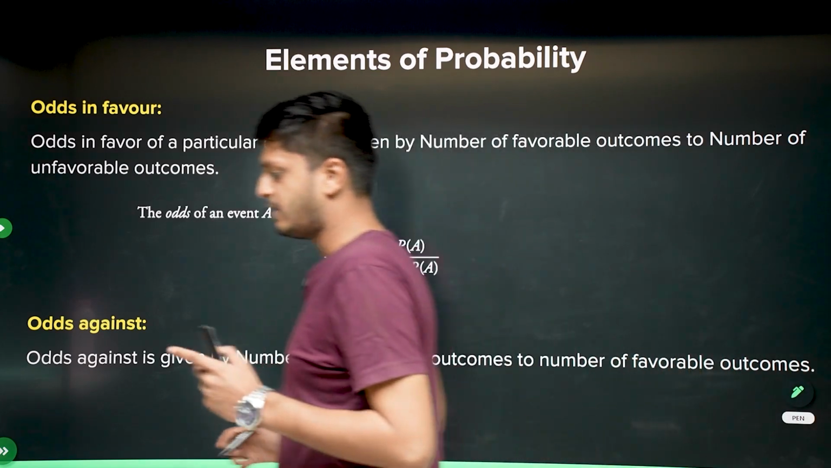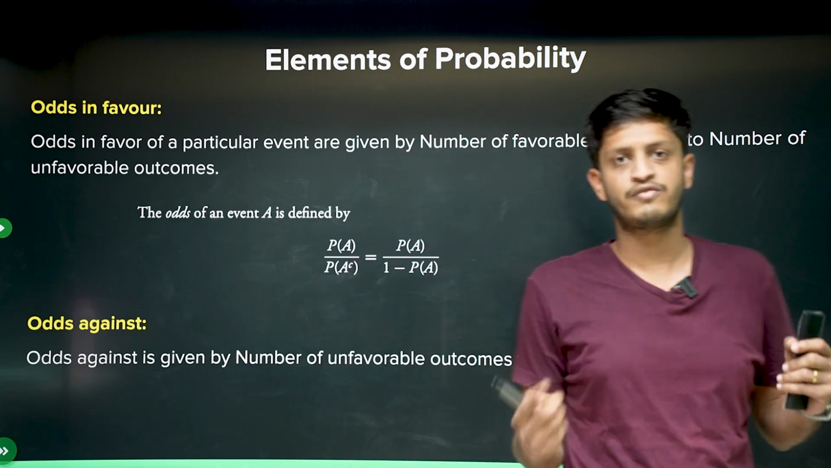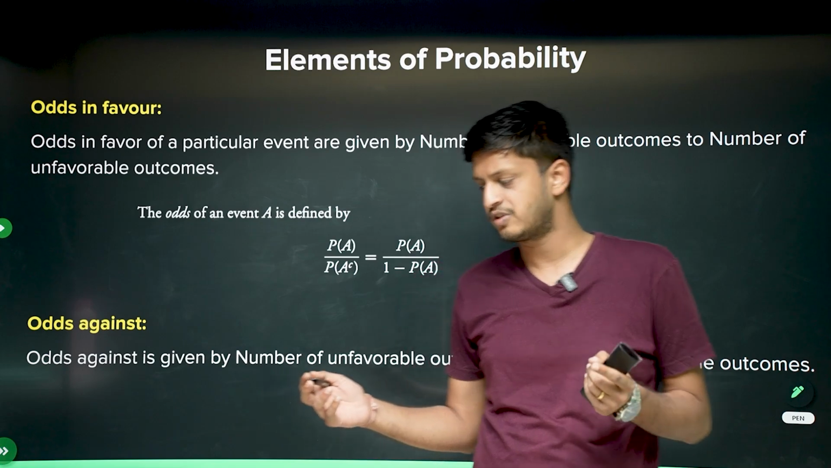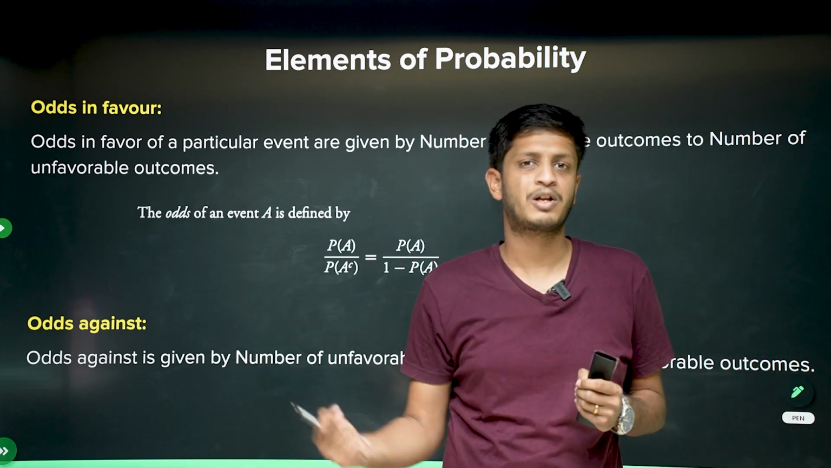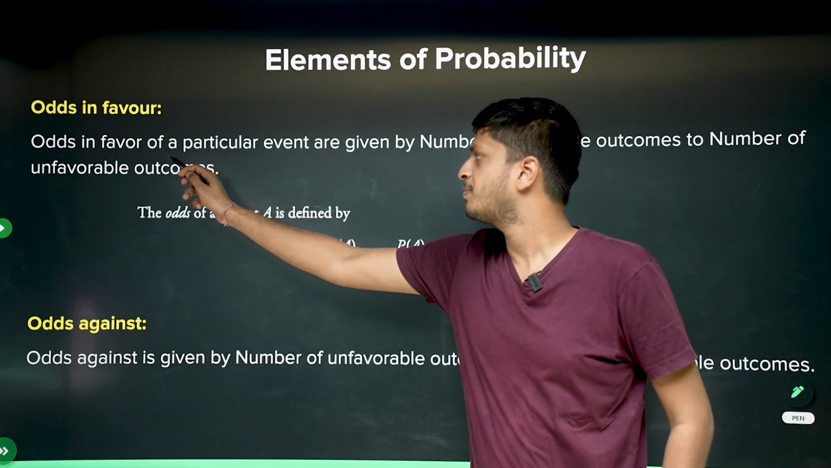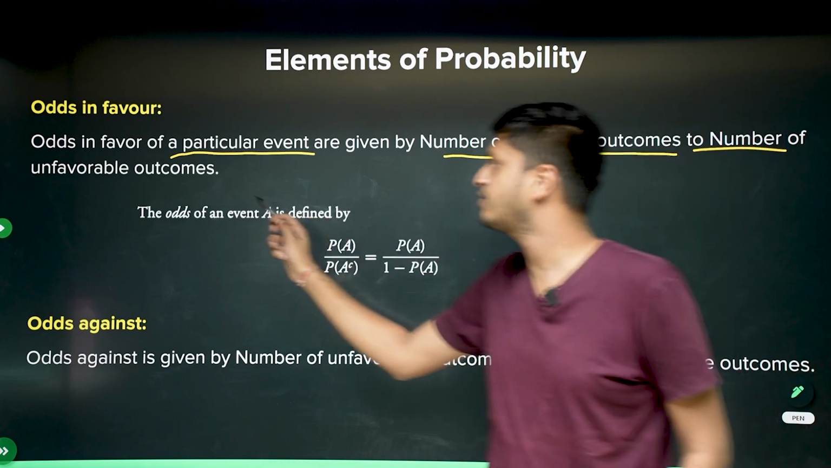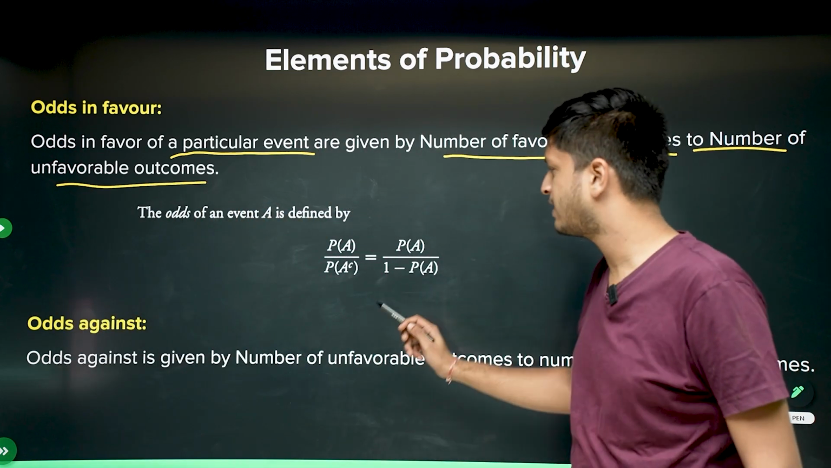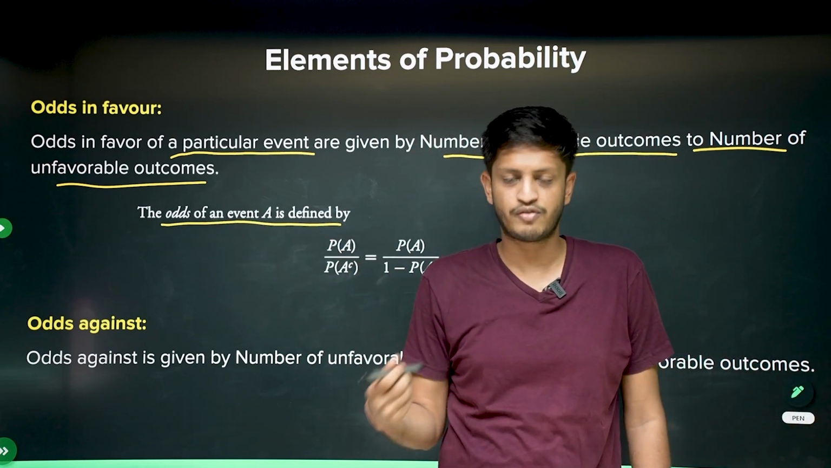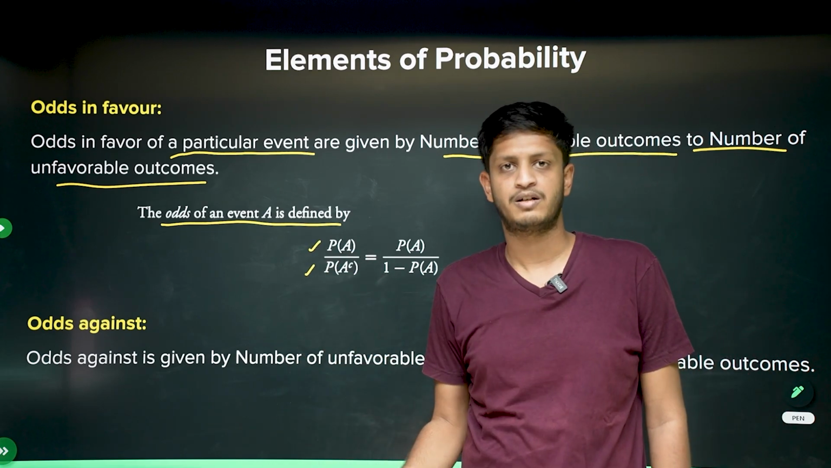So there is another concept, a beautiful concept, I would say, in probability. It's called odds in favor and odds against. These terms are generally used in betting, like if you have seen it. What are odds in favor of happening of an event? Okay, that's a standard term. So odds in favor of a particular event is given by the number of favorable outcomes to the number of unfavorable outcomes. Very simple, like see the formula. So the odds in favor of an event A is defined to be probability of A upon probability of A complement.